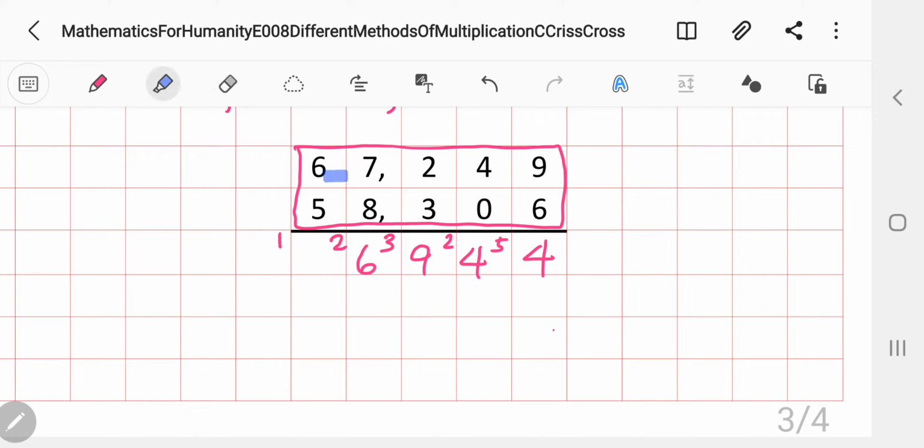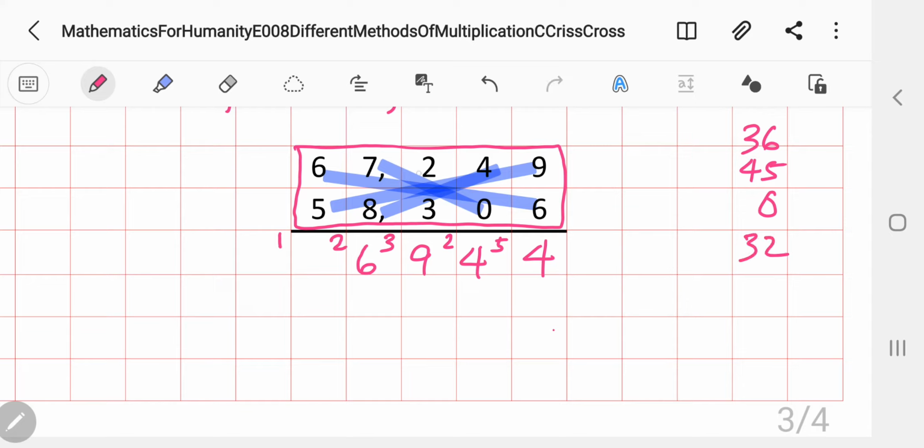So here we have 6 times 6 would be 36, and then 5 times 9 would be 45, then 7 times 0 would be 0, and then 8 times 4 would be 32, this is 32, and then 2 times 3 would be 6, so this is 6.